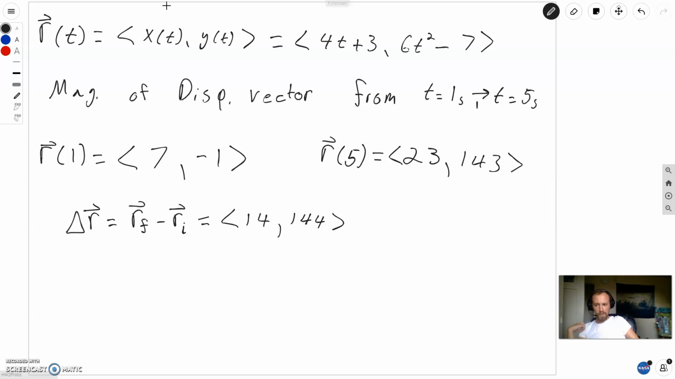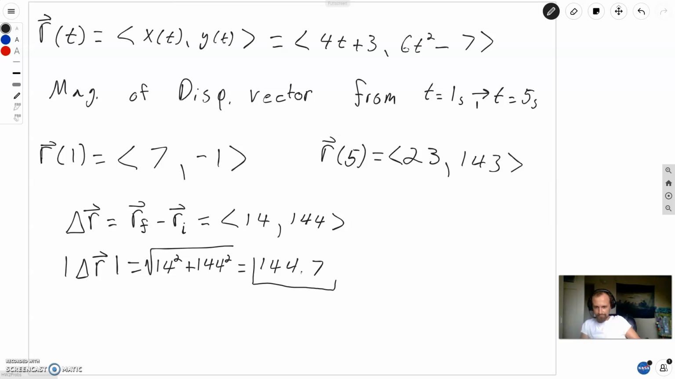Okay. And then we want the magnitude of the displacement vector. So, easy enough, I just take the magnitude of this bad boy. That'll get me the square root of 14 squared plus 144 squared. I will write it explicitly. And it equals basically 144.7. So that's the magnitude of our displacement vector.